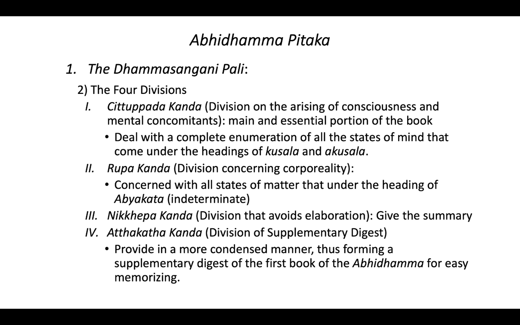Cittuppada Khanda deals with a complete enumeration of all the states of mind that come under the headings of Kusala and Akusala. Kusala means wholesome, Akusala means unwholesome. The Rupa Khanda is concerned with all states of matter that come under the heading of Abyakata. Abyakata means indeterminate.